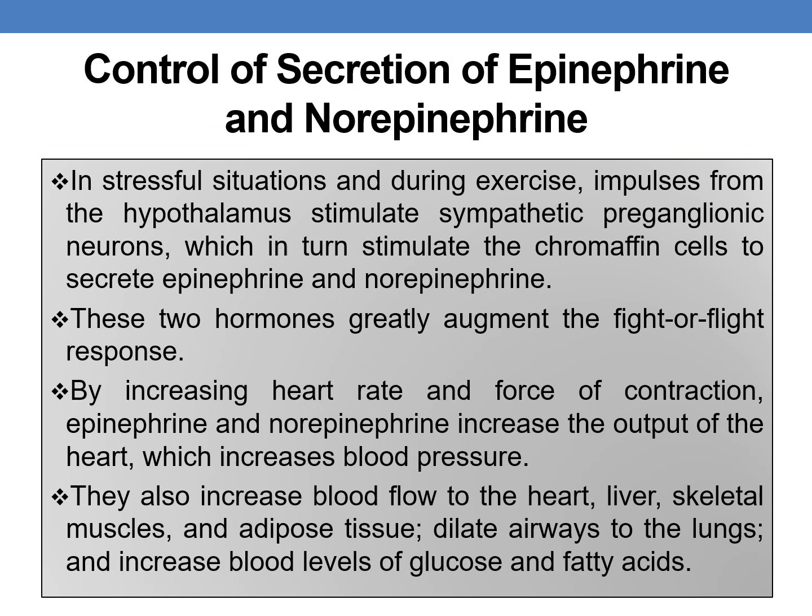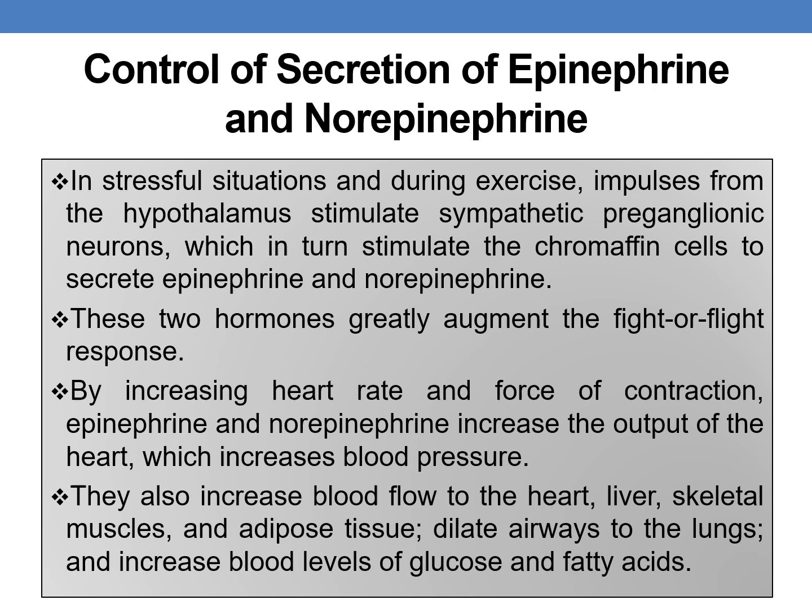Coming to the control of secretion of epinephrine and norepinephrine. In stressful situations and during exercise, the impulses from the hypothalamus stimulate the sympathetic preganglionic neurons, which in turn stimulate the chromaffin cells to secrete epinephrine and norepinephrine. These two hormones greatly augment the fight or flight response.